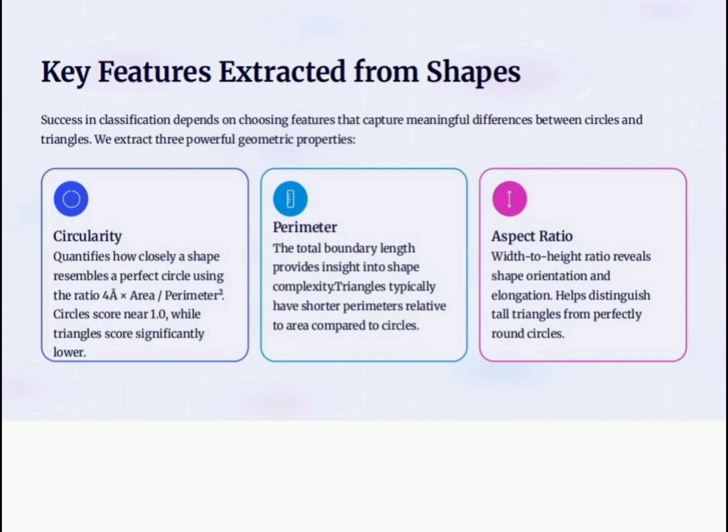A perfect circle has a ratio close to 1 to 1, but triangles, especially tall or narrow ones, tend to stretch out, making aspect ratio a useful clue. With these three features combined, we now have a compact numerical signature for every shape.